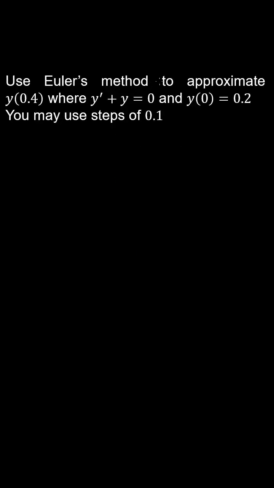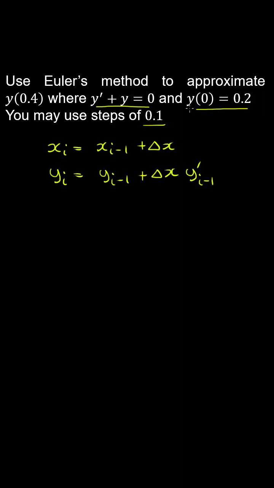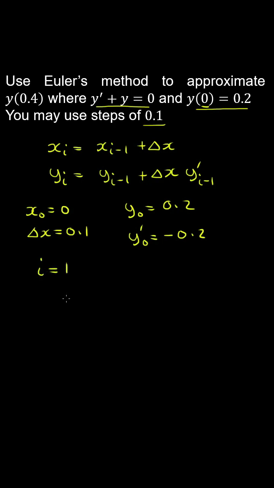Let's use Euler's method to approximate y of 0.4 using this differential equation where the initial condition is given and the step size is given. So let's write Euler's equations and the initial conditions. And now we can start our steps. So when i equals 1, x1 is equal to x0 plus delta x according to this equation. So that's 0 plus 0.1, which is 0.1.